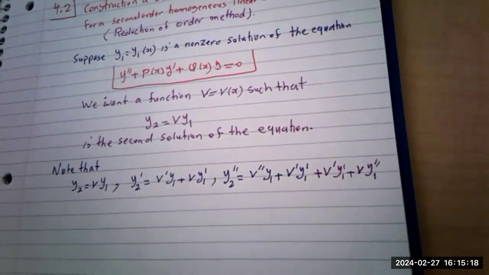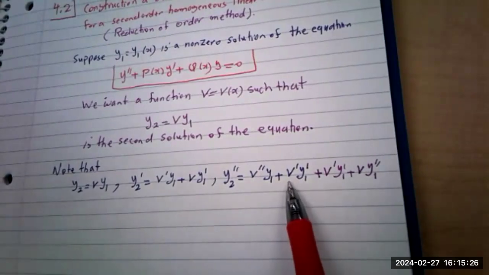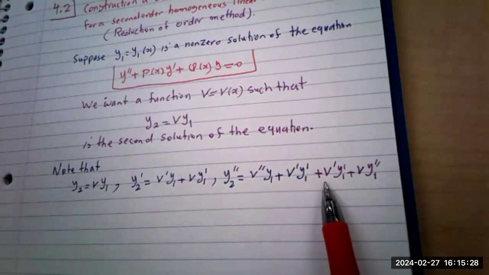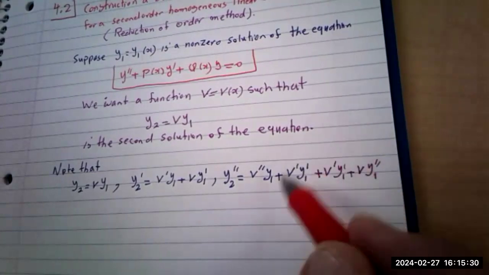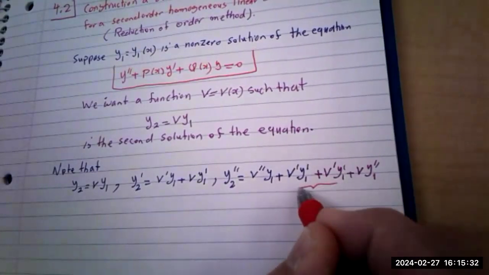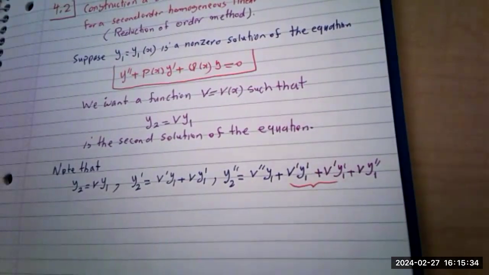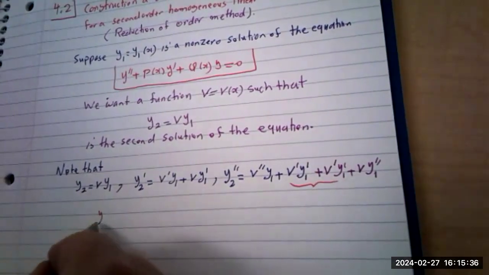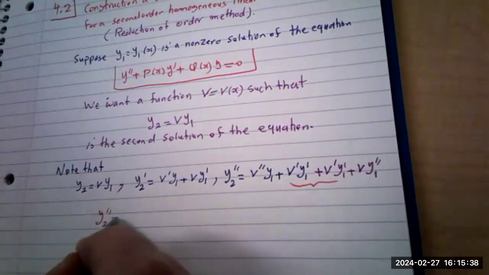Okay, I just differentiate it. You can simplify this y2 a little bit. You see you have two like terms: the v prime y1 prime and the v prime y1 prime. So these two together, it's going to be twice. So that gives you y2 double prime.